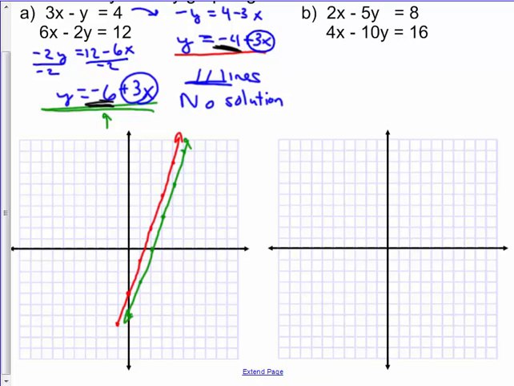So we get negative 10y equals negative 4x plus 16. And I'm going to divide each side by negative 10. When I simplify, I get y equals negative 8/5 plus 2/5 x. I'm going to do the same thing with the other one.